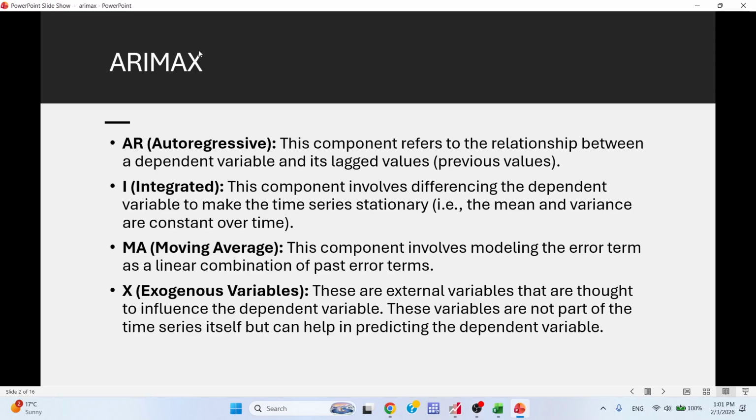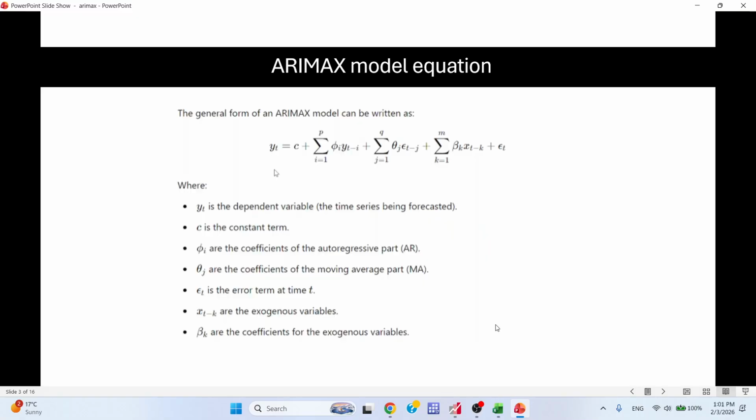And then comes the X. X means exogenous variable. These are external variables that can influence the dependent variable. These variables are not part of the time series itself, but can help in predicting the dependent variable.